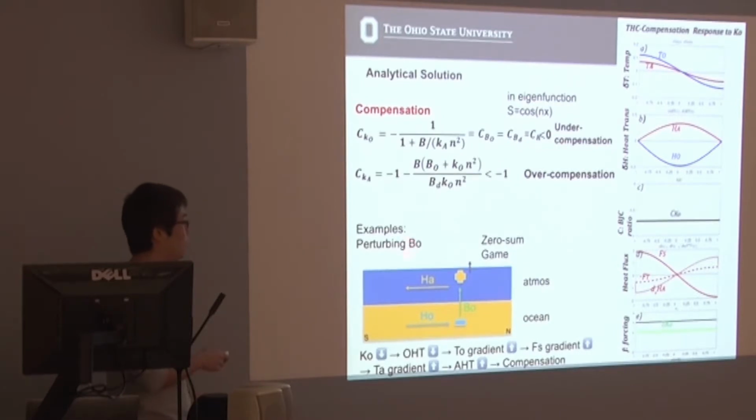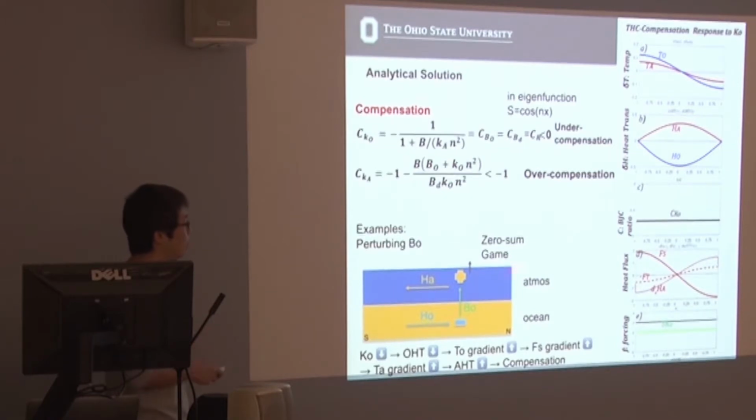And here is another example. If we perturb BO, the ocean is losing energy, and more energy goes into the atmosphere. Since we lose energy here, there is an intensified ocean heat transport, trying to compensate the loss here. And since the atmosphere gains energy here, a little part goes into space, and most of it is transported away. So then we have the compensation response.